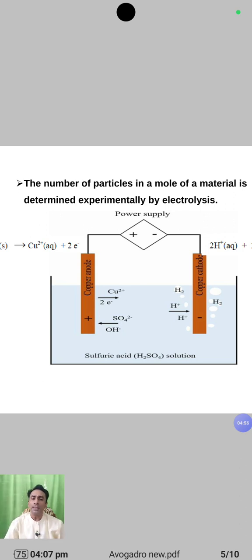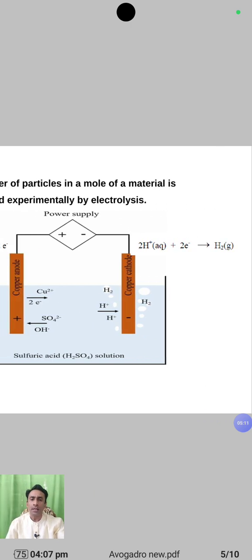Since this copper cathode becomes negatively charged and has lots of electrons, the positively charged ions get attracted towards it. When H plus ions come towards this cathode, they gain these electrons to become hydrogen gas. That reaction is shown here. So at the cathode, reduction happens: the H plus ions are being reduced to hydrogen gas.